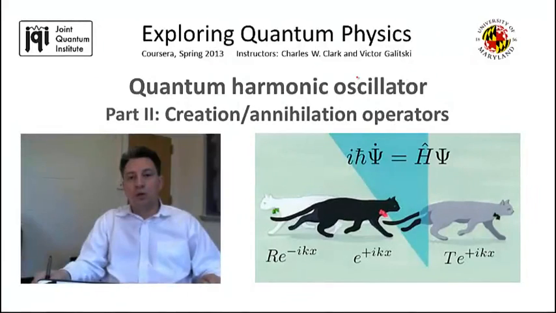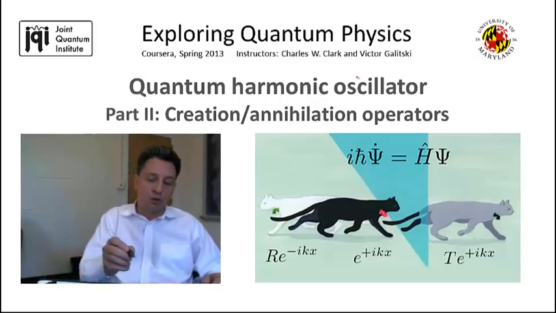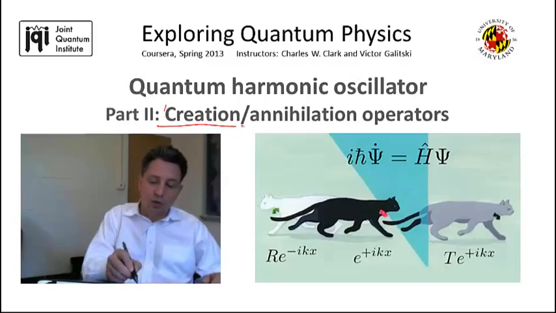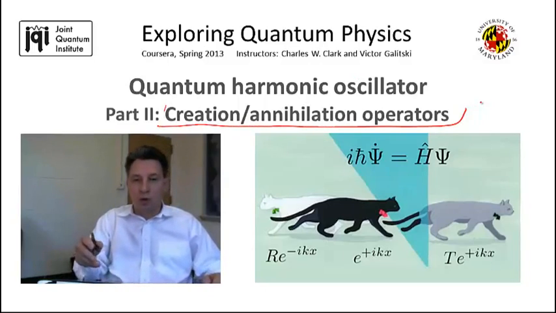So now we proceed with the technical solution of the quantum harmonic oscillator problem. And I should mention that there exist many equivalent ways to solve this problem. But today I'm going to present a purely algebraic solution, which is based on so-called creation-annihilation operators. I'll introduce them in this video.